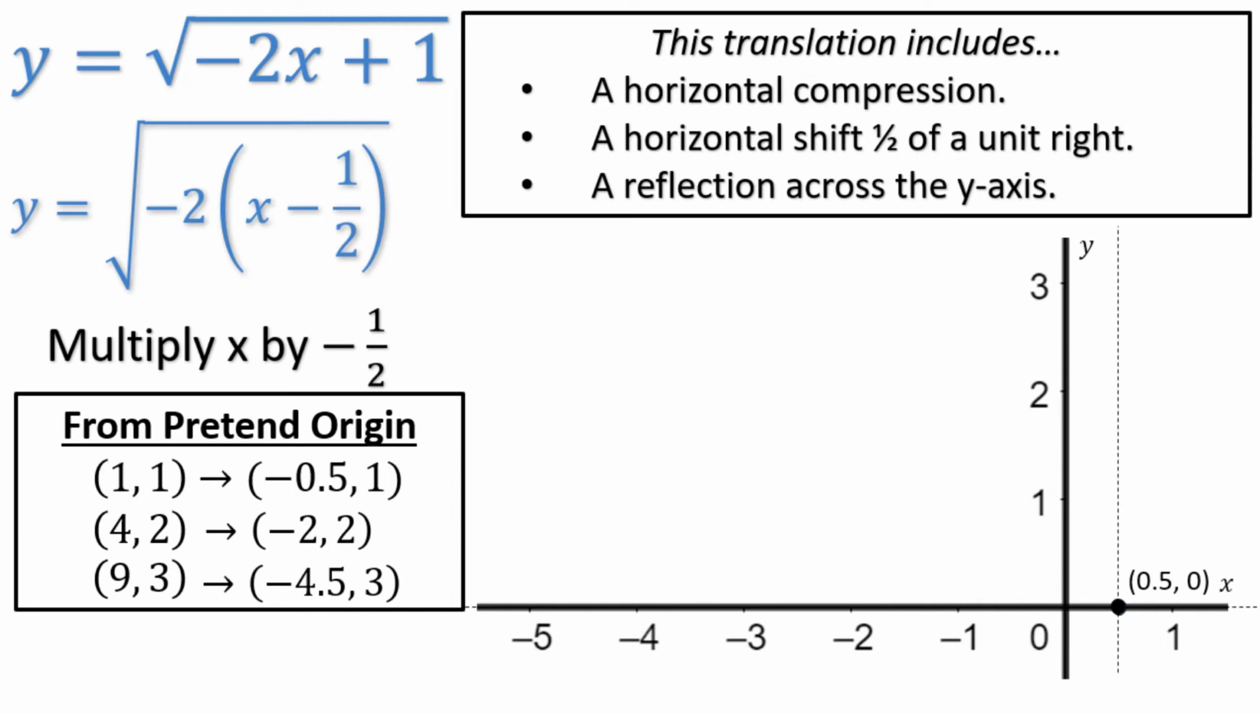Starting at 0.5, 0, we can move 0.5 units to the left, and then 1 unit up to reach a point on our new curve, which is equivalent to -0.5, 1. For the next point, we can move 2 units to the left, and then 2 units up. For the last point, we can move 4.5 units to the left, and then 3 units up. Finally, we can connect the dots in a smooth curve to draw the graph of y is equal to the square root of -2x plus 1.